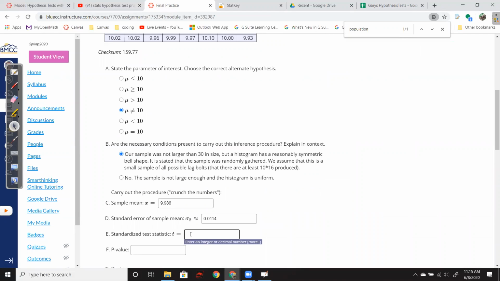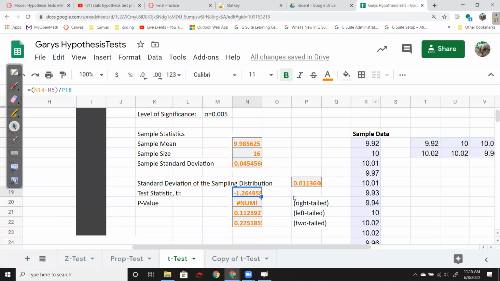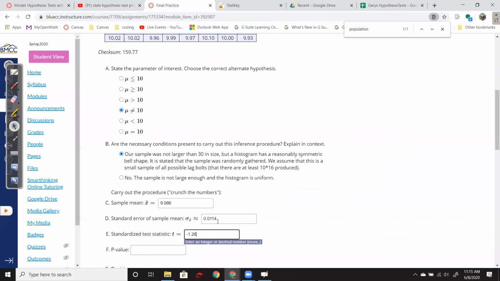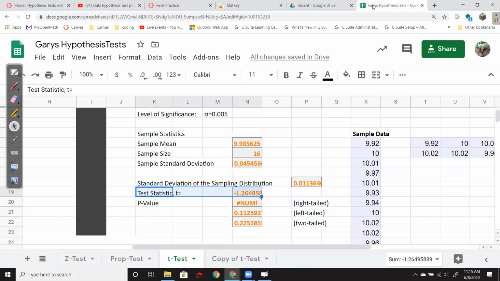The test statistic it calculated for me was negative 1.26 something something. I'll give that at least 3 decimal places. T, so 1.265. Let's go with that. Should be good enough. My p-value was about 0.226, but I may not have done a good job rounding that. Okay, we'll go with 0.2.